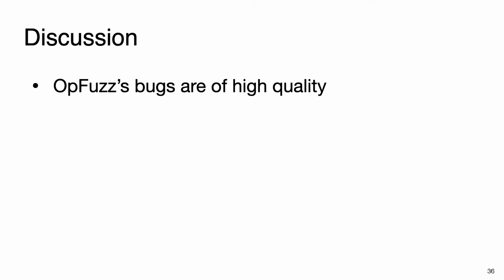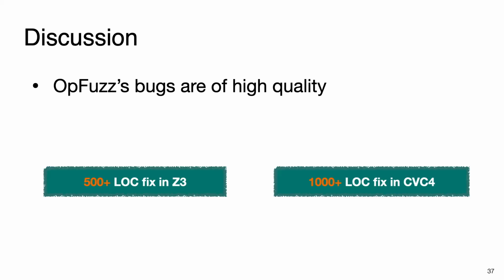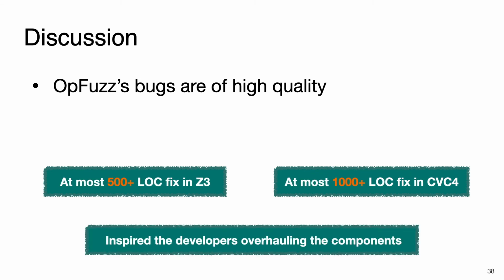From our 1-year-long bug finding campaign, we have summarized some lessons which we would like to discuss here. First, we realized that the bugs found by OOPSLA are of high quality. We investigated the bug fixing commits for each of the bugs and found that the largest bug fix in Z3 changed about 500 lines of code, and the largest bug fix in CVC4 changed around 1000 lines of code. Most importantly, our bug reports inspired the developers to overhaul some components of the solvers.